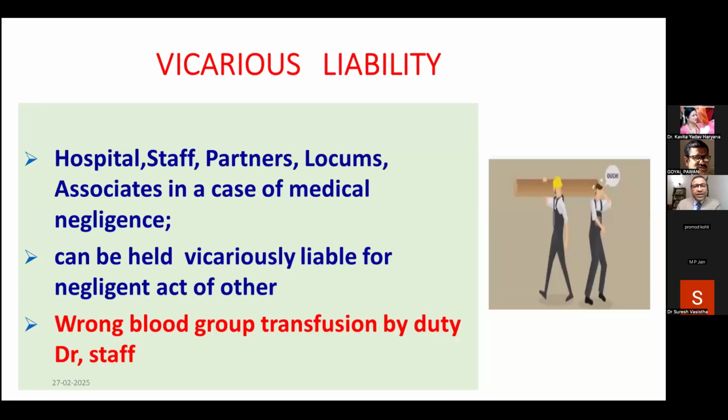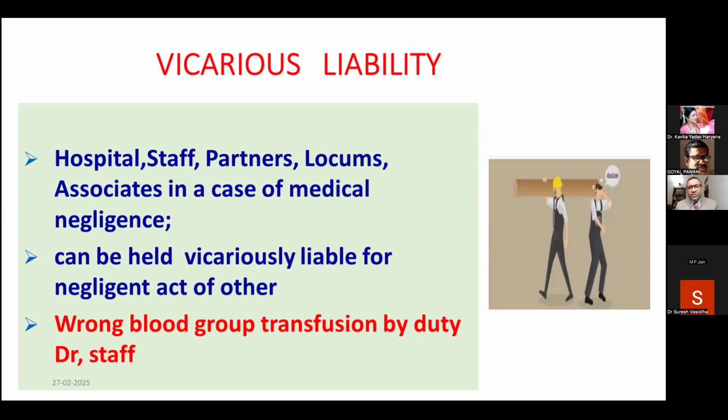Now, very important is vicarious liability, wherein any part of your team, anyone like hospital staff, partners, locums, associates, can be held vicariously liable for the negligent act of another. So, for example, if a wrong blood group transfusion or a wrong injection has been given by the duty doctor or the staff, it doesn't mean that the head or the hospital is not vicariously liable. This is important, and it is taken care of in so many judgments.